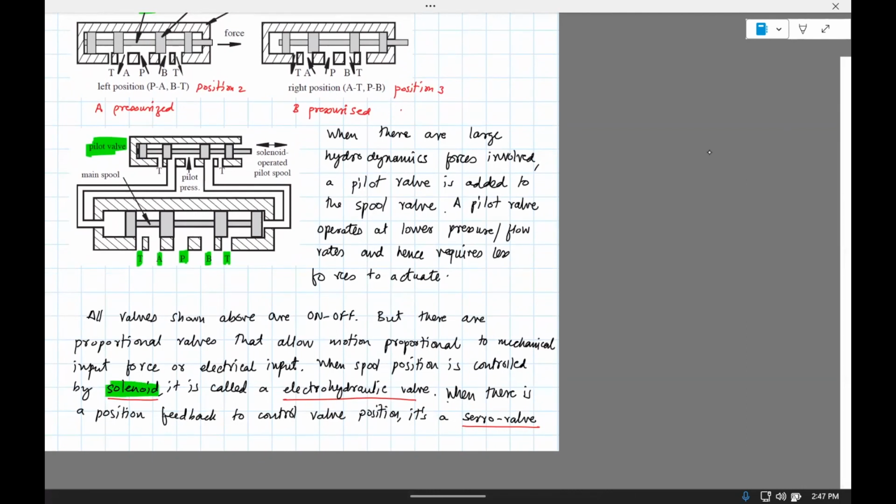Yeah, so they're controlled by solenoids. The solenoid is something we've seen before. Solenoids can basically go on and off. But if you don't want just on and off, then you want a servo valve, which basically controls how much pressure and force you can apply.